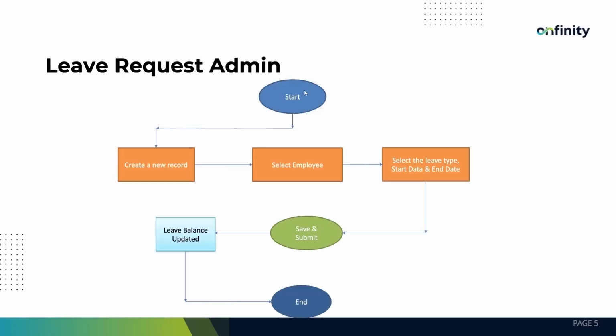In this flow, the admin will initiate the transaction by going to the Leave Request Admin window. They will create a new record, select the employee from the drop-down, choose the leave type, and enter the start and end dates that the employee has already applied for, then save the record. On the admin side, no approval is required since these leaves have already been approved by the respective managers. The admin just needs to upload the data into the system for record keeping. Once the leave is recorded, the employee's leave balance is updated, and the transaction is completed.